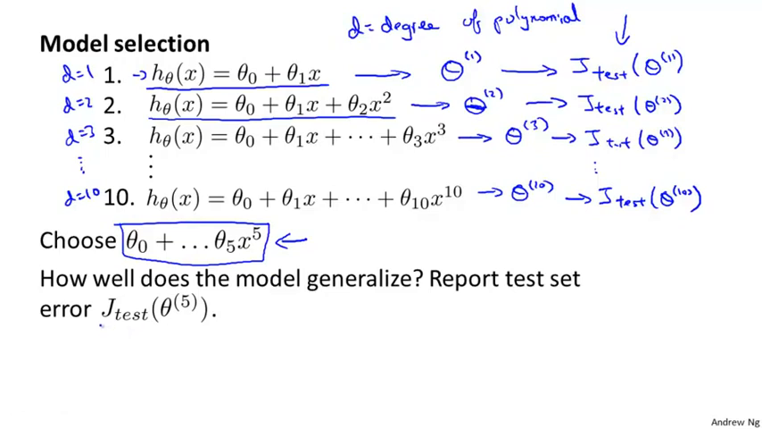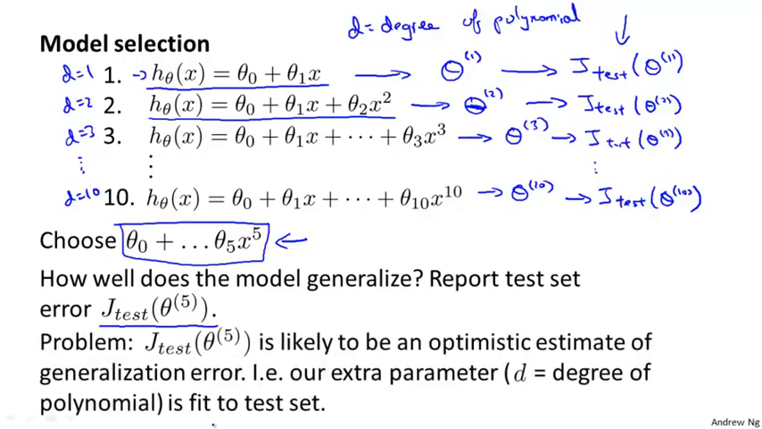One thing I could do is look at how well my 5th order polynomial hypothesis had done on my test set. But the problem is, this will not be a fair estimate of how well my hypothesis generalizes. The reason is, we've fit this extra parameter d, that is the degree of polynomial, and we fit that parameter d using the test set. Namely, we chose the value of d that gave us the best possible performance on the test set. And so the performance of my parameter vector theta 5 on the test set is likely to be an overly optimistic estimate of generalization error.